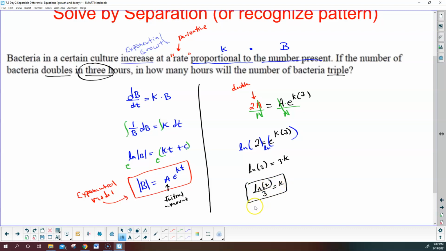Now remember, k is my rate, right? Notice it's a positive. Because this is positive, that means it's increasing, or that just confirms that this is definitely a growth model. Well, what do? Now I got to find out how many hours it will be when the bacteria is tripled. So I got to go back to the spot where k was first present, and now I know what k is. So I'm going to rewrite my formula, except with k written as the natural log of 2 over 3 times t.